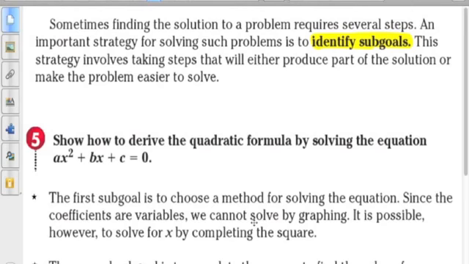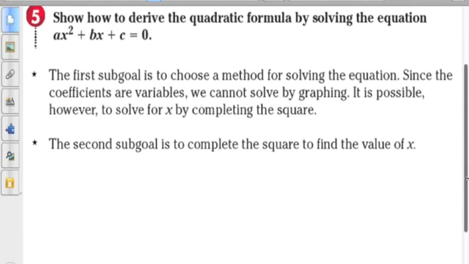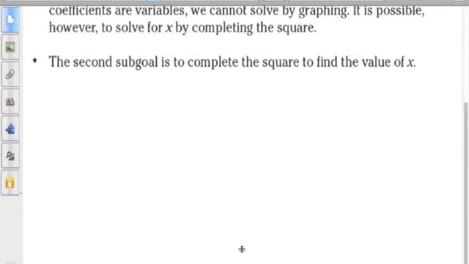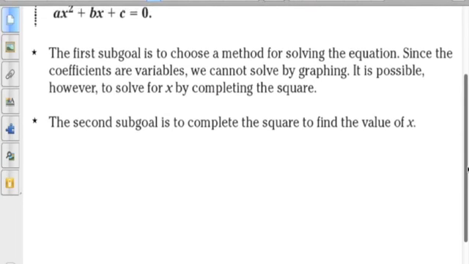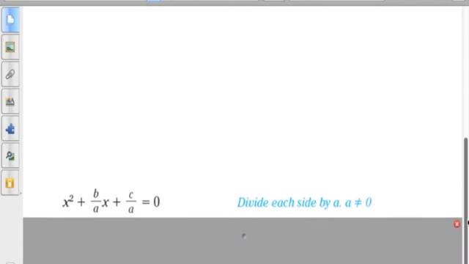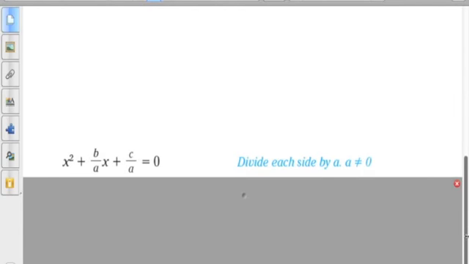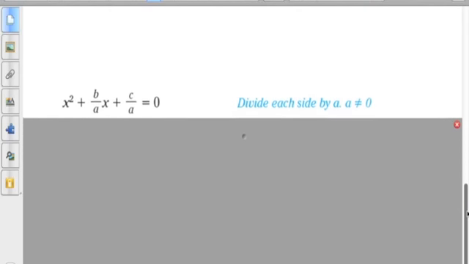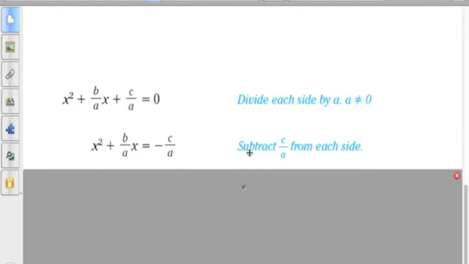And from there, we go to our second subgoal, which is to complete the square to find the value of x. Okay? And then down here, since the coefficient is not equal to 1, we know this because it's a. If it's 1, then there won't be any variable before x squared. We need to divide the entire equation by a. So we divide everything by a. Okay? And then, to be able to complete the square, we subtract c over a from both sides of the equation. Okay, and you have x squared plus b over a x equals negative c over a.